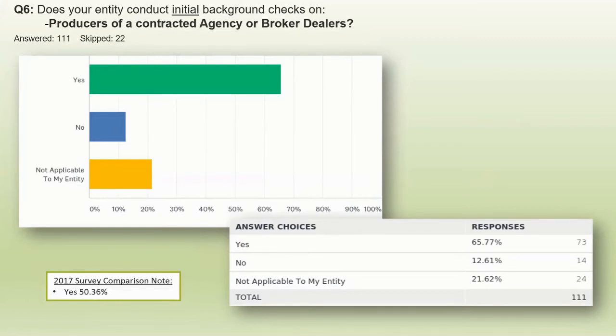And does your company conduct initial background checks on the producers of a contracted agency or broker dealer? 50% in 2017, 65.77% in 2019. So again, we're seeing things trending upward as far as the individuals that are producing through different entities. Meanwhile, the direct or captive employment screening population has remained somewhat flat.